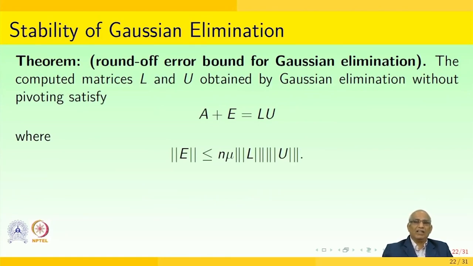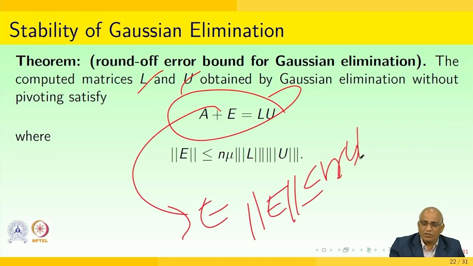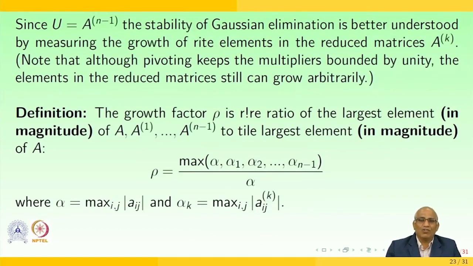Now it is interesting to see the stability of such an algorithm. Before going to the stability, let us state a theorem. The computed matrices L and U obtained by Gaussian elimination without pivoting satisfy A plus E is equal to LU, where E is the error matrix. That means the norm of E is less than or equal to eta times the norm of L times the norm of U. Since U is equal to A raised to the power n minus 1, the stability of Gaussian elimination is better understood by measuring the growth of elements in the reduced matrix. Note that although pivoting keeps the multipliers bounded by unity, the elements in the reduced matrix can still grow arbitrarily. This is the cause.